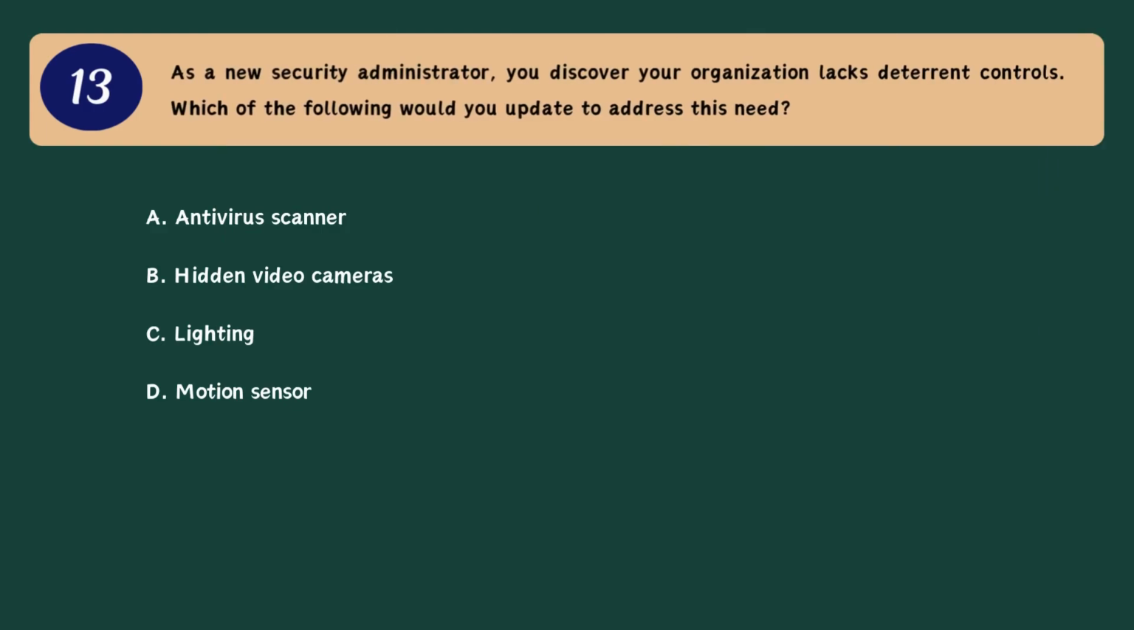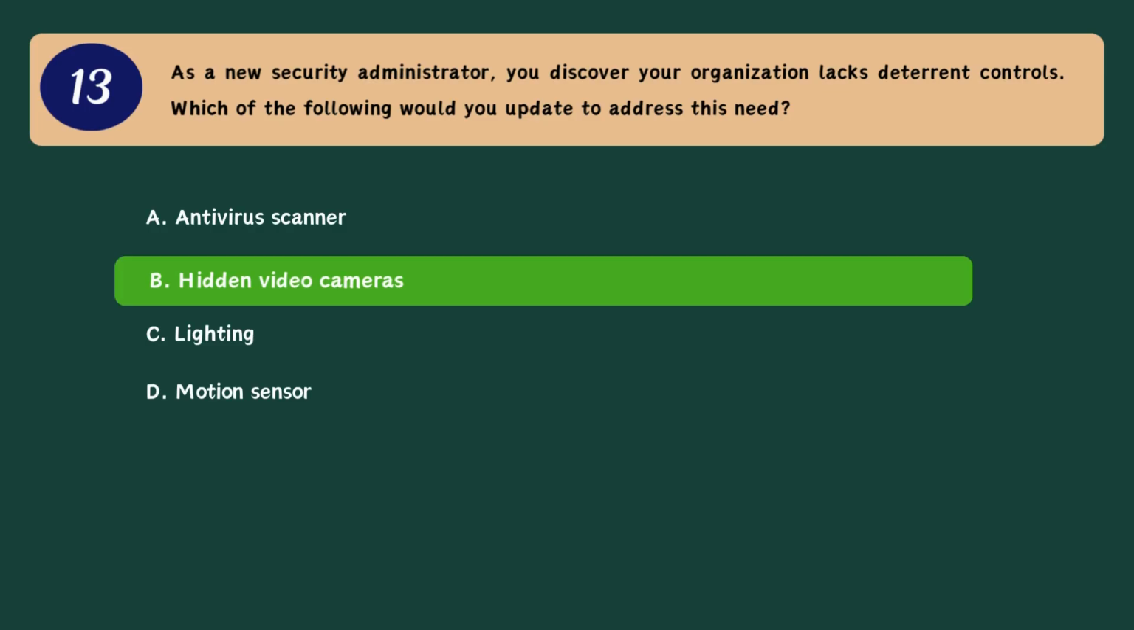Question 13. As a new security administrator, you discover your organization lacks deterrent controls. Which of the following would you update to address this need? A. Antivirus scanner. B. Hidden video cameras. C. Lighting. D. Motion sensor.